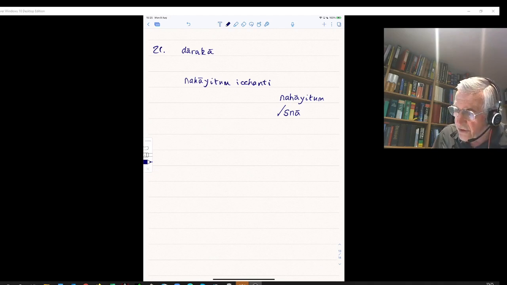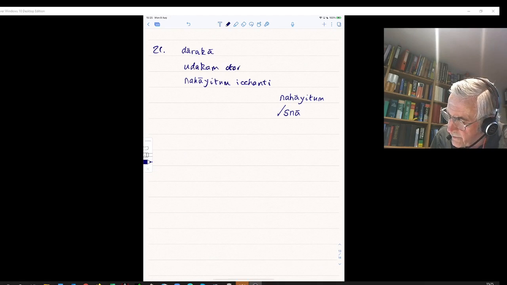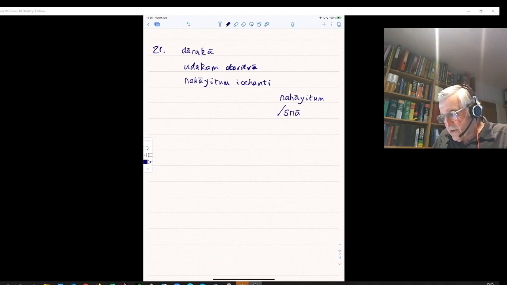So udakam utaritva. That means they want to do two things in sequence. They want to A, get into the water, and B, bathe. So ichanti, nahayitum ichanti, dharaka udakam utaritva nahayitum ichanti. So they wish, having got into the water, to bathe.